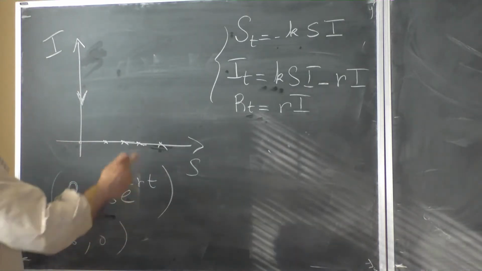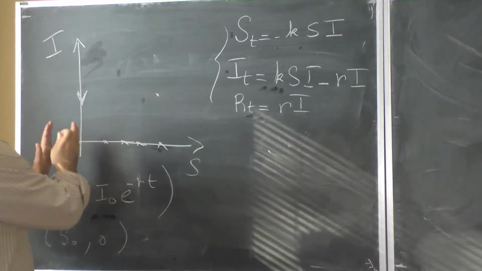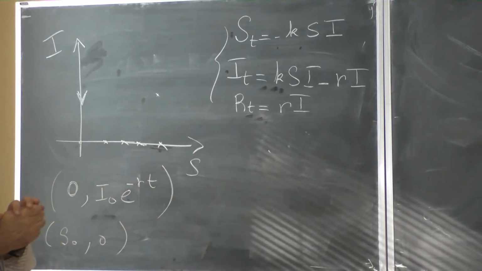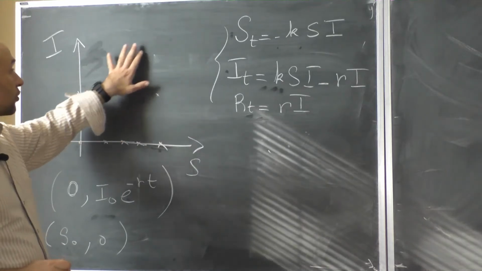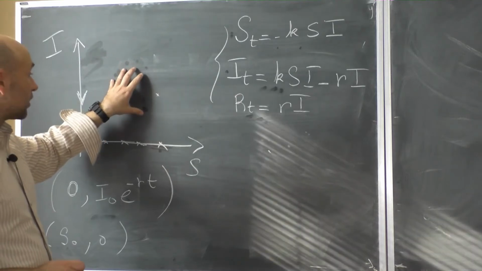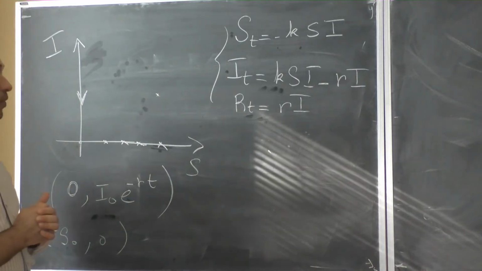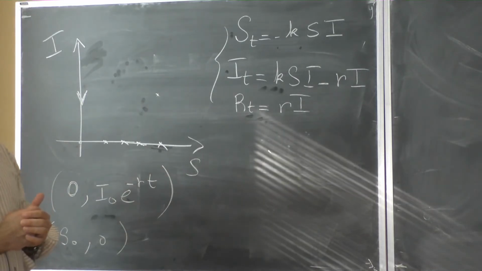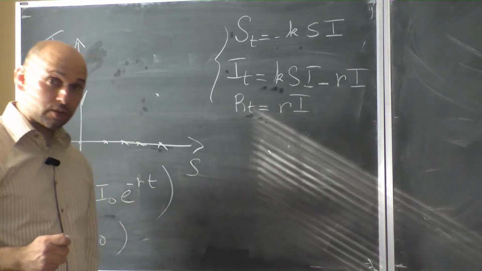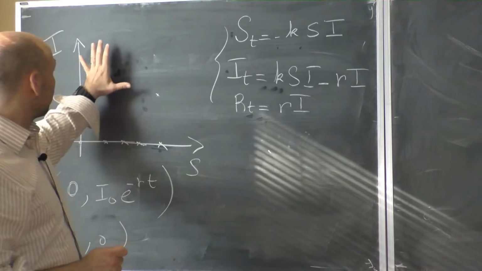And so if I start here, I cannot escape the upper quarter here, okay? Which means that my solutions, the trajectories s of t, I of t, remain here. So if I start with a positive s and a positive I, they remain positive. Now they cannot also escape a region here.